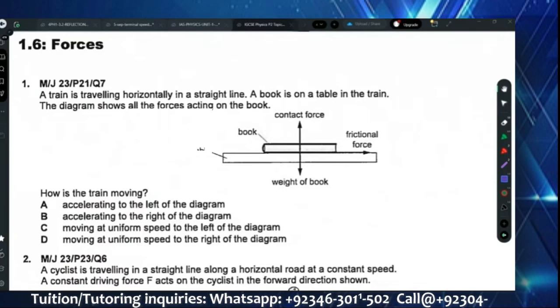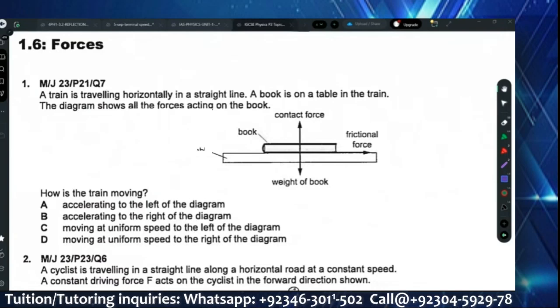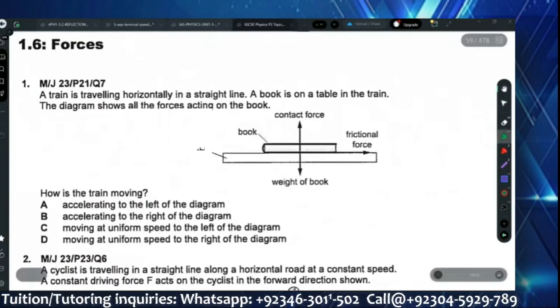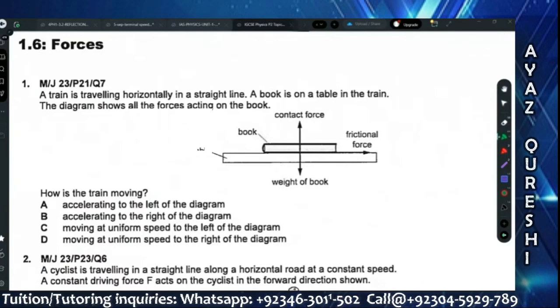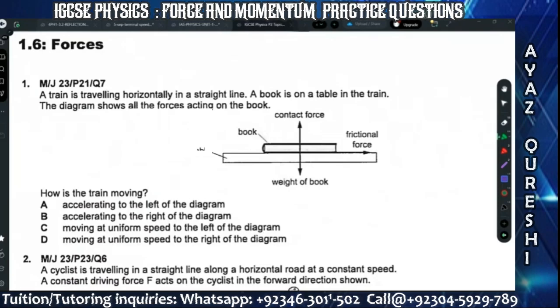Listen, the book is placed on the table. There is friction in the forward direction, upward contact force, normal downward weight force, and the book is at rest. So, how is that train moving? The train is accelerating towards the left of the diagram, accelerating to the right of the diagram, moving at uniform speed to the left of the diagram, or moving at uniform speed to the right of the diagram.